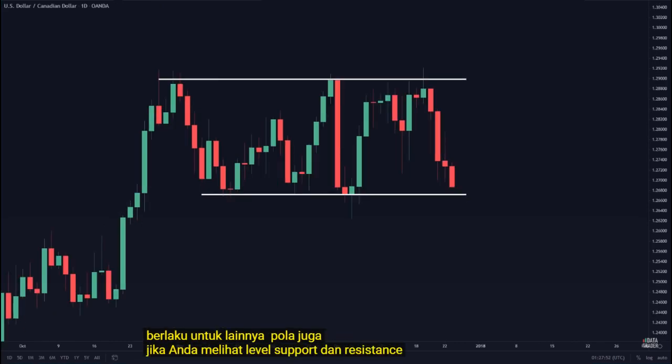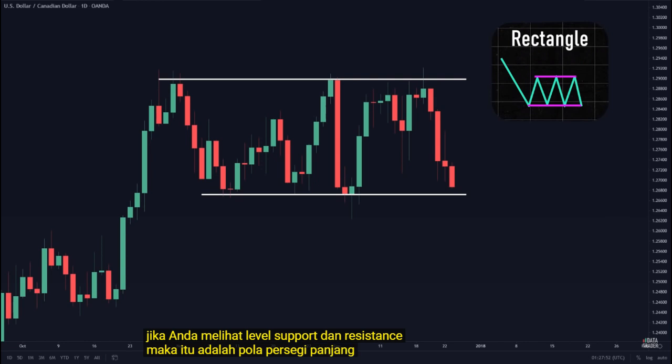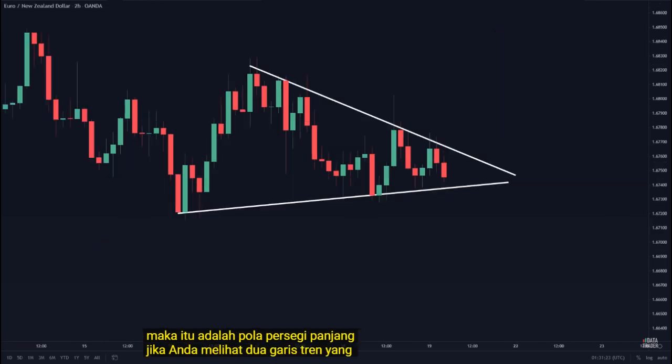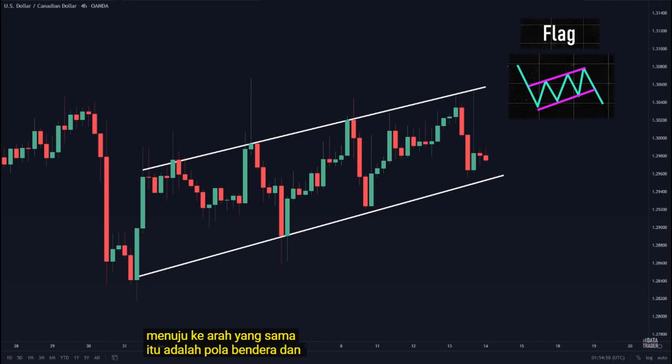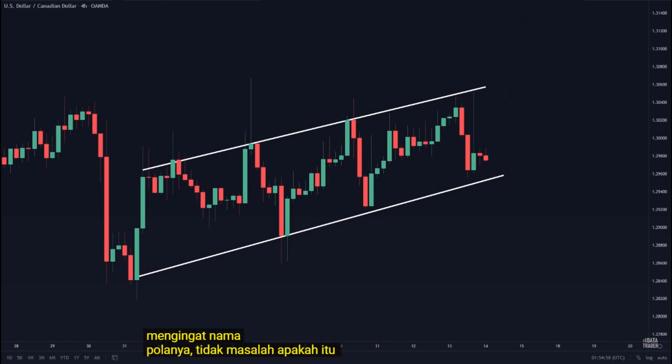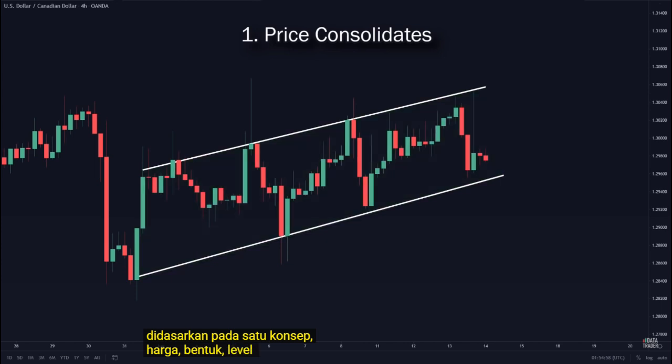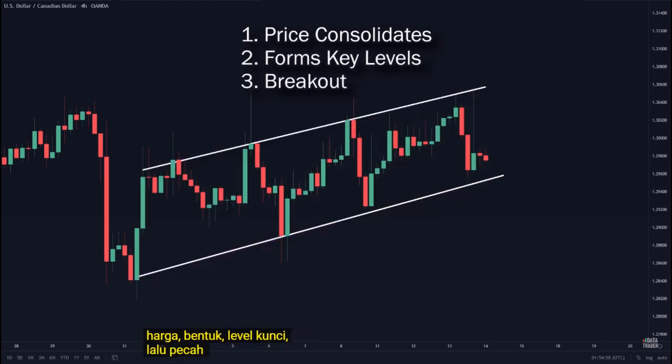So this concept also applies for other patterns as well. If you spot a support and resistance level, then it's a rectangle pattern. If you spot two opposite trend lines, it's a pennant. If you found two trend lines that are heading in the same direction, it's a flag pattern. And so, by knowing this key concept, you don't even need to memorize the name of the patterns. It doesn't matter if it's a triangle, a wedge, or a rectangle. At the end of the day, all of them are based on one concept. Price consolidates, forms key levels, then breaks out. So as long as you can find these key levels, the strategy would still work.